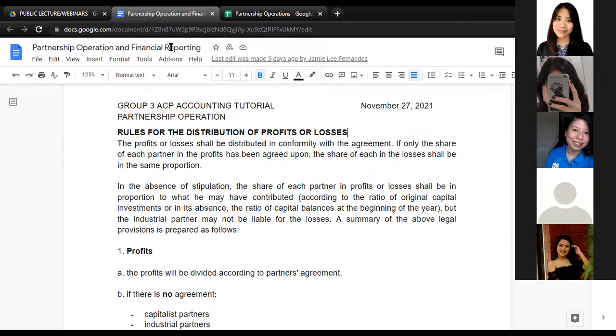So, kung ang napag-usapan lang ay profit, so the share of each in the losses shall be in the same proportion. Meaning na kapag profits lang napag-usapan sa pag-distribute, and hindi nyo napag-usapan yung sa losses, automatically, same proportion kayo pagdating sa pagkalugi. For example, ang hatian sa profits ni partner A, B, and C ay 40-40-20 at hindi nyo napag-usapan yung sa losses, ang mangyayari is 1/3 ang hatian nyo sa losses.